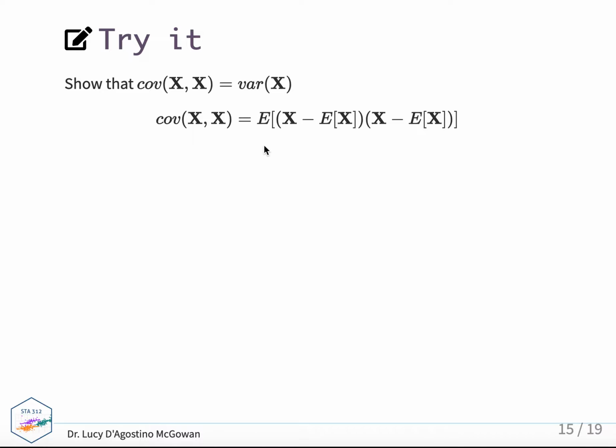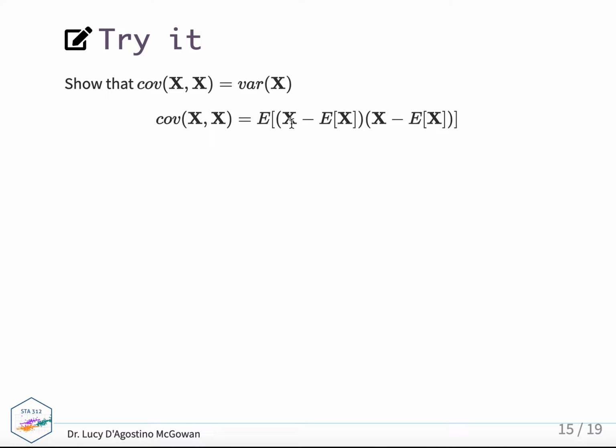All right, let's do it. So the definition of covariance is the expectation of the first thing in the covariance, so x minus the expectation of x, and then times the second part, x minus the expectation of x, since this time we're taking the covariance of two random variables that are the same, two random matrices, x and x. So this is just by definition what covariance is.